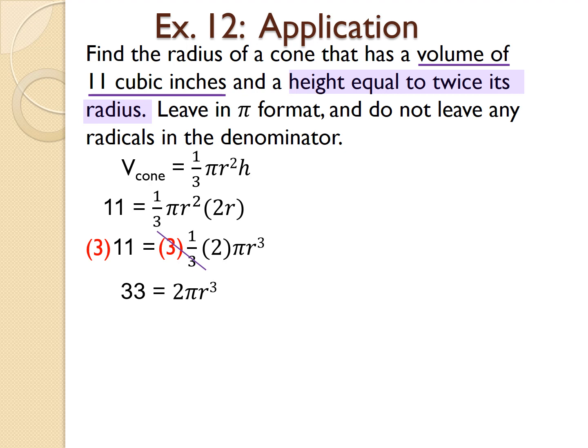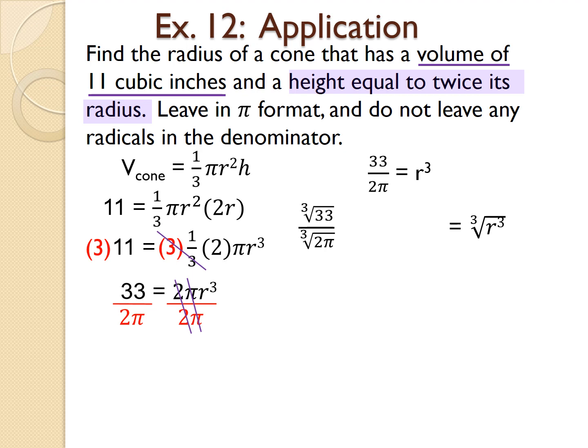So to solve for r, I need to isolate r cubed. So I have to divide by 2 pi. So that gets me 33 over 2 pi, because the 2 pi's on the right cancel. And that equals r cubed. Well, I want r by itself. So to undo cubing something, just like if I undo the square, I square root it, to undo the cube, I'm going to cube root it. So I get the cube root of 33 over the cube root of 2 pi.